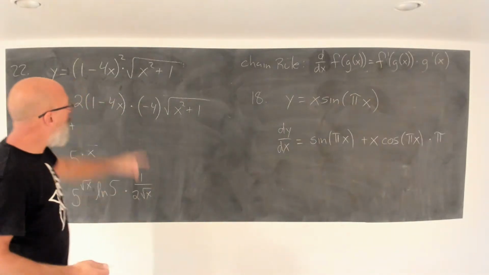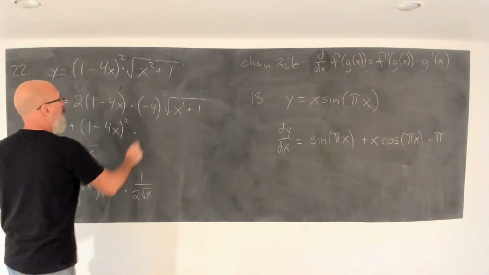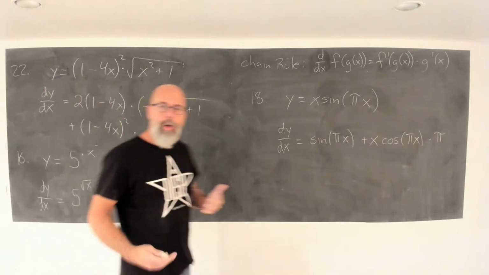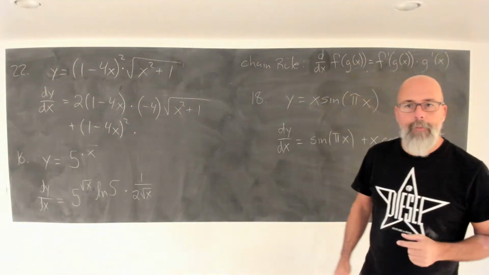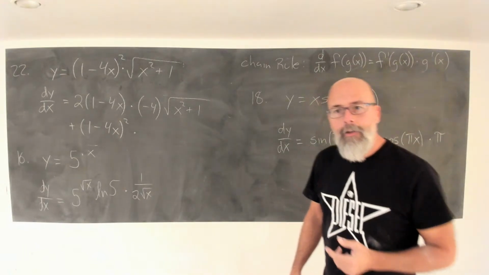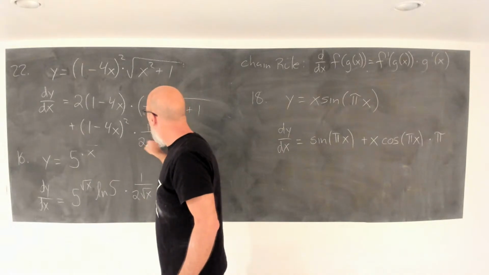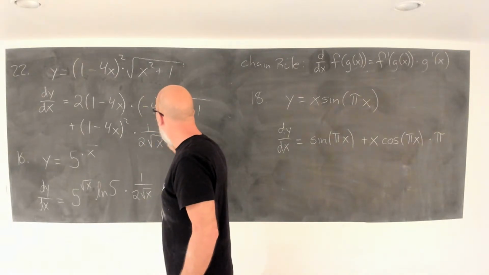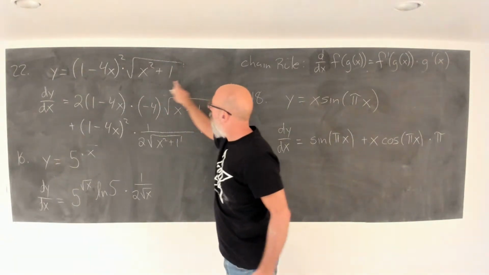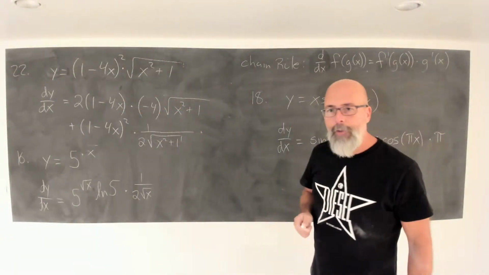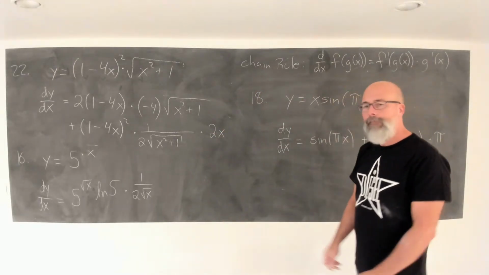Plus, you leave the first one fixed, and you differentiate the second one. Well, what is the second one? Second one is the square root of something. So chain rule again. You differentiate the square root. 1/2 square root times the derivative of the inside. What's inside? x squared plus 1, whose derivative is 2x.